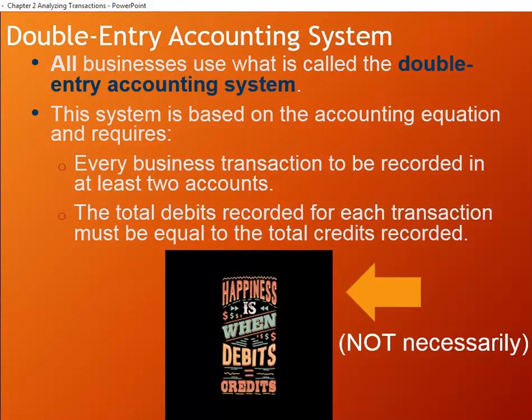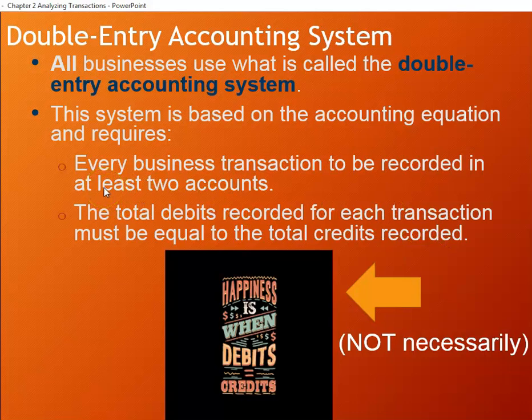Whoops, went a little bit too far there. Okay. So in doing so, we have to introduce this idea of what's called the double entry accounting system. And this is what all businesses use. I've alluded to this already. The system is based on the accounting equation that requires every business transaction to be recorded in at least 2 accounts, and total debits recorded for each transaction must equal the total number of credits.